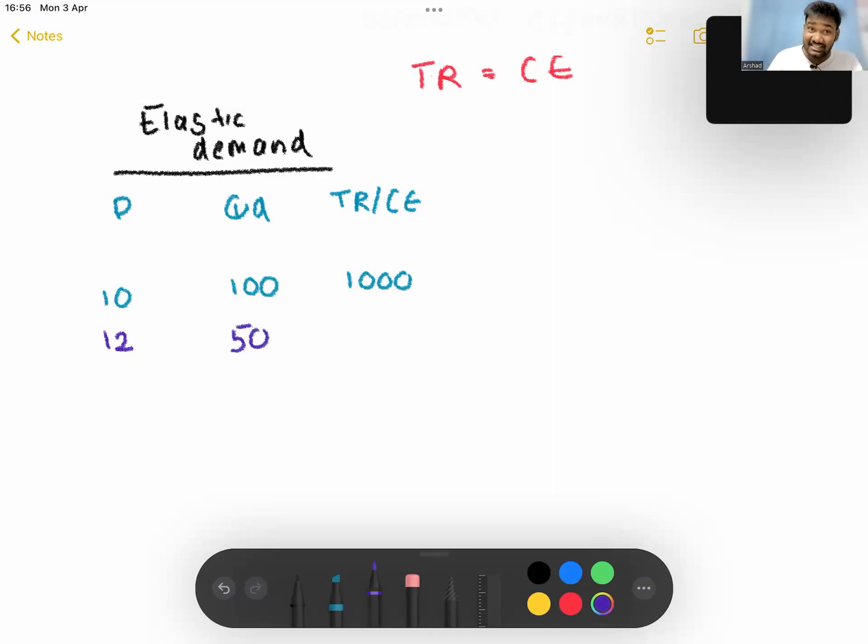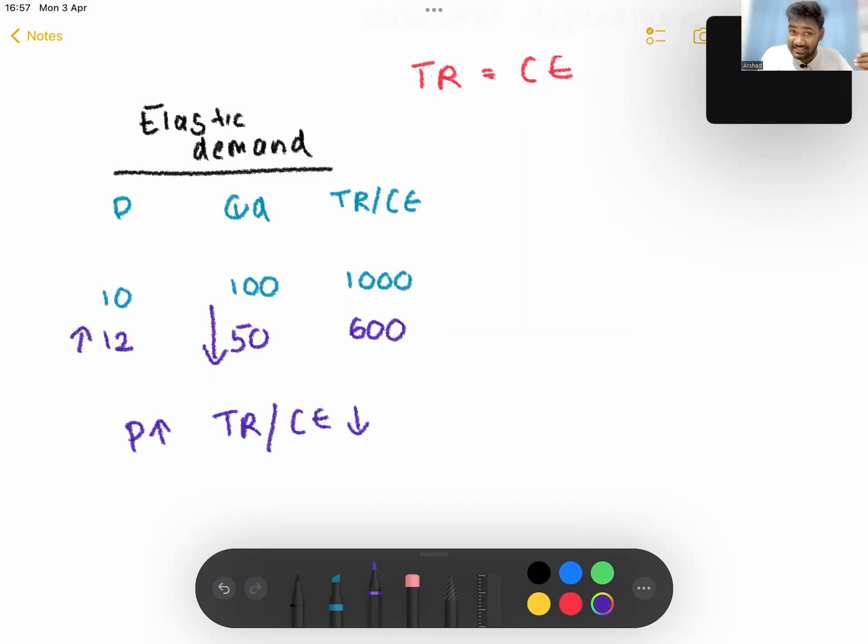See, price increased a little. There is a small increase in price, but QD falls a lot. As a result, how much is the total revenue or consumer expenditure now? Earlier it was 1,000. Now when the price increased, what happened? The thing fell. It went to 600. So what can you say? When the price increased, total revenue, or in other words, consumer expenditure fell. Is that part clear? When the price increased, the total revenue or the consumer expenditure went down.